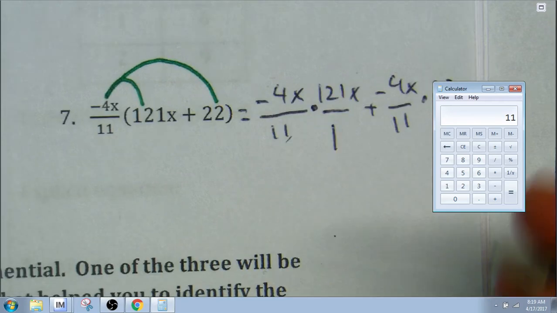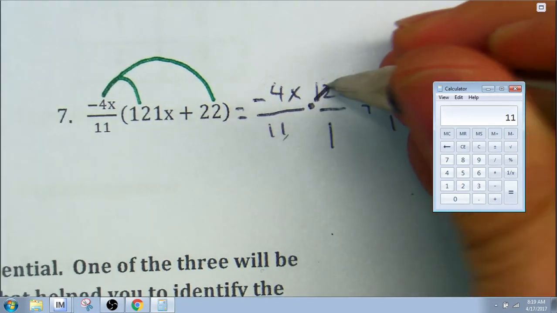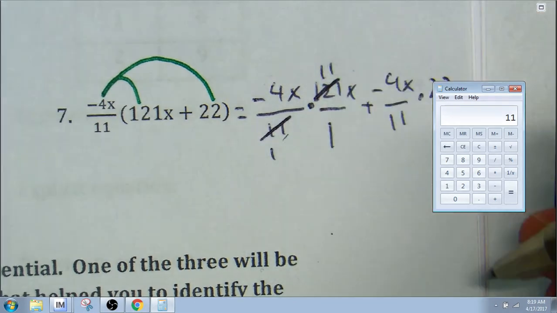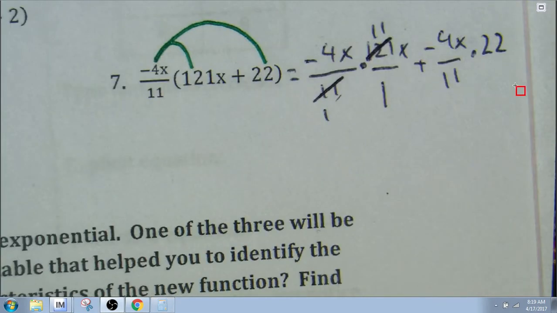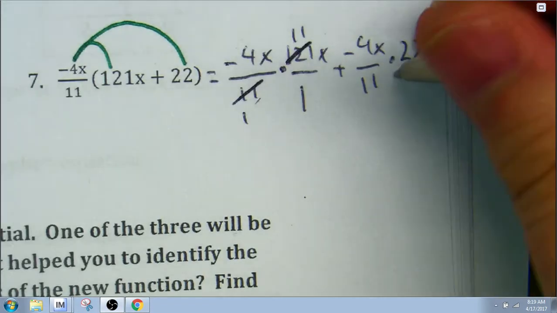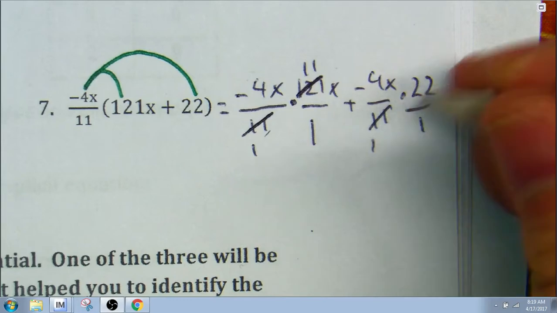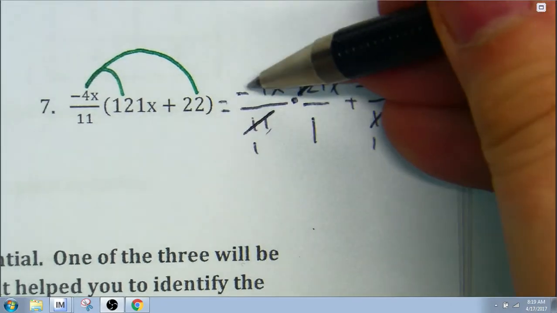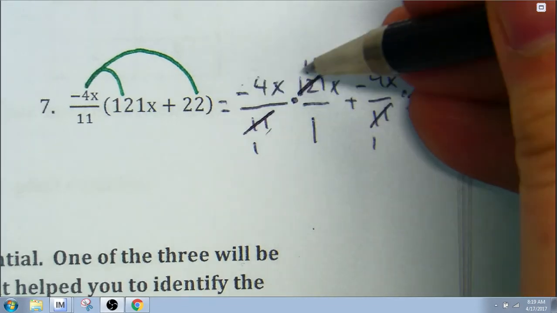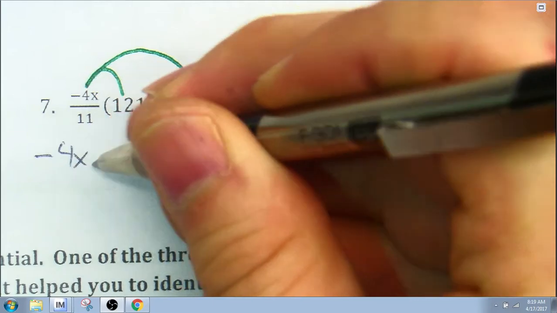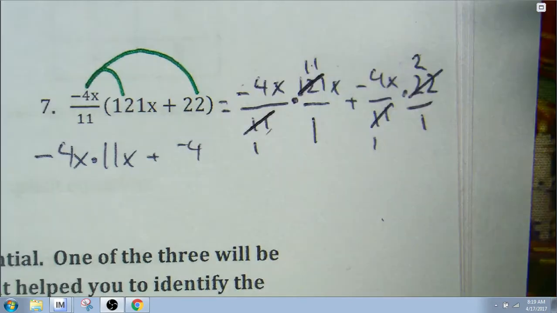So that tells me that when I look here, 11 and 121, it's the same as 121 divided by 11, so this reduces down to 1, and this becomes 11, okay? Likewise, when I look over here, this 22, clearly 11 goes into 22 twice. So this becomes 1 and this becomes 2. So what I have here on my left term is a negative 4x times 11x. And here I'm adding a negative 4x times 2.